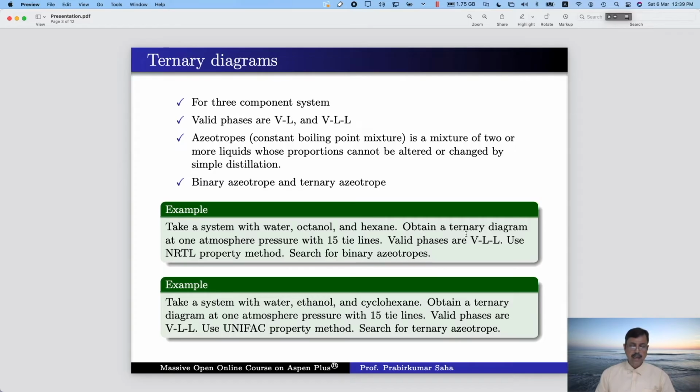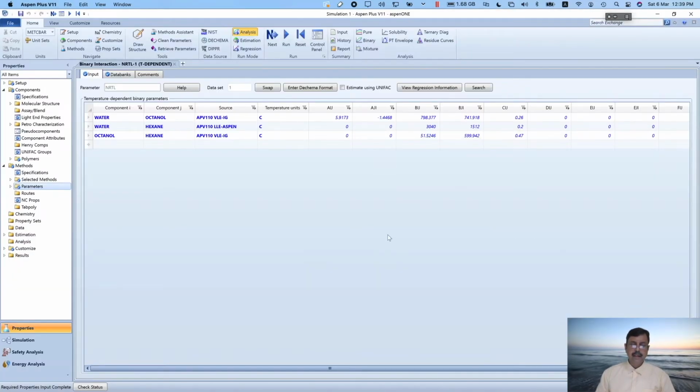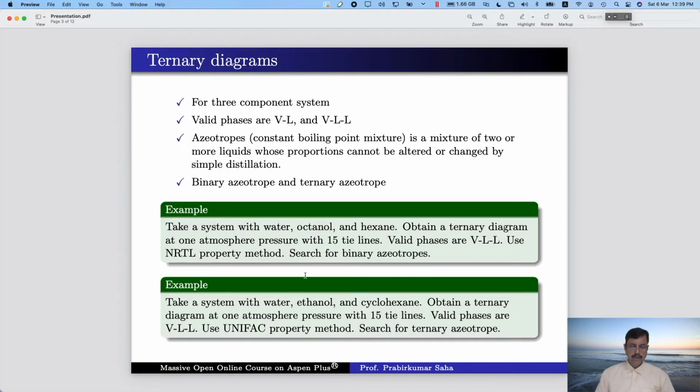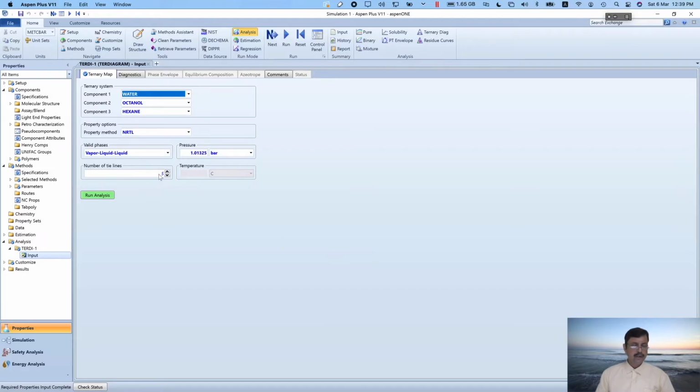Now we have to bring the ternary diagram. So let us bring the ternary diagram over here. This is the analysis tool. We have water, octanol and hexane, all three components are there. Property method NRTL, and it is 1 atmosphere pressure. So we do not have to change anything other than the number of tie lines, because we are asked to draw 15 tie lines. So instead of 5, let us write 15, and we are ready to run the analysis.